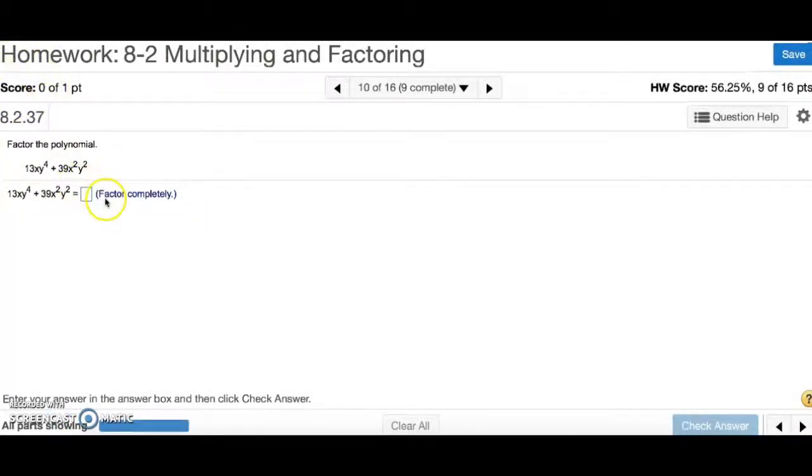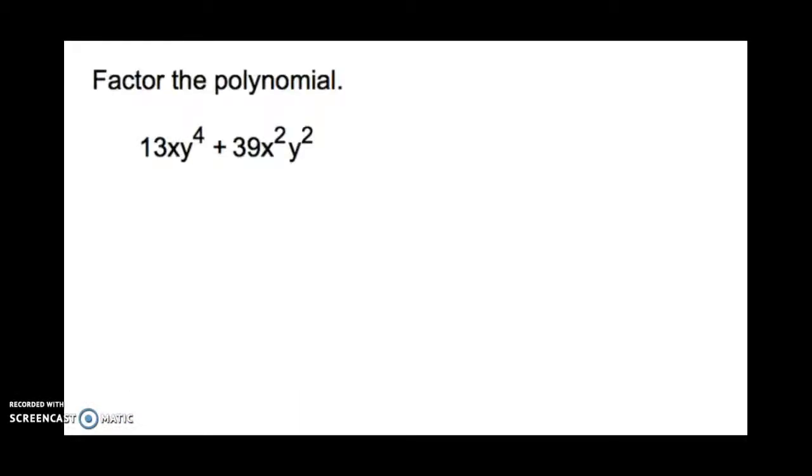Number 10, it says factor the polynomial. Let's take a closer look at it. So we look at our terms and try to find the GCF. So looking at our coefficients first, we have 13 and 39. You can divide 13 out of both of those, so that is the GCF. Now we look at the x's. Look at the smallest one, which is just x, and take that out. Looking at the y's, take out the smallest y, which is y squared, and we take that out.